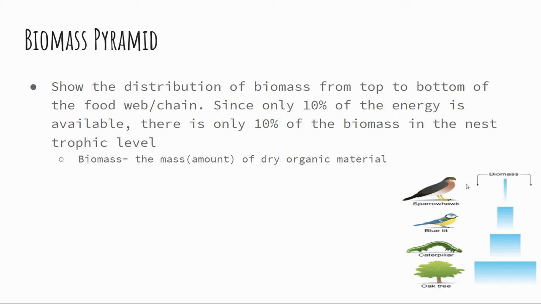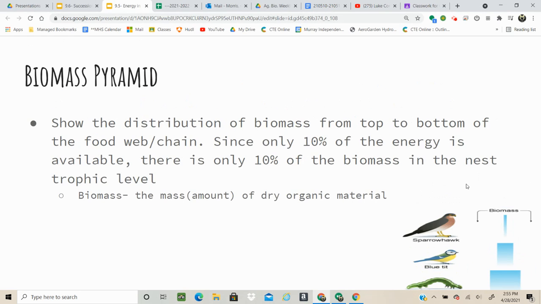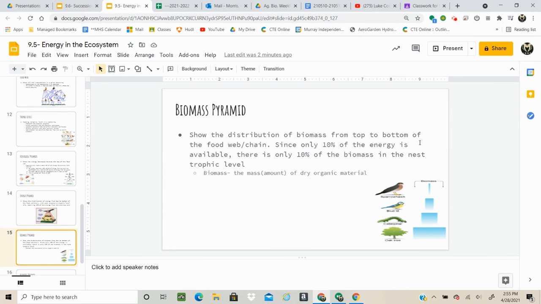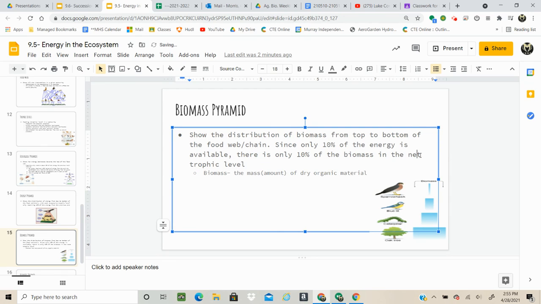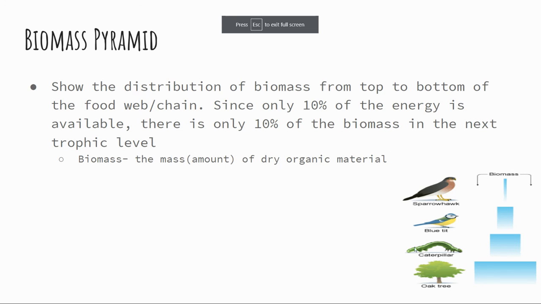Very similar is the biomass pyramid, and it shows the distribution of biomass from the top to the bottom of the food web or chain. Since only 10% of the energy is available, there is only 10% of the biomass in the next trophic level. The biomass is the amount of dry organic material. Sorry, I'm fixing typos as I'm doing the video, which is multitasking. So again, an oak tree, which is a primary producer, is a lot larger than a sparrowhawk or any other type of bird.